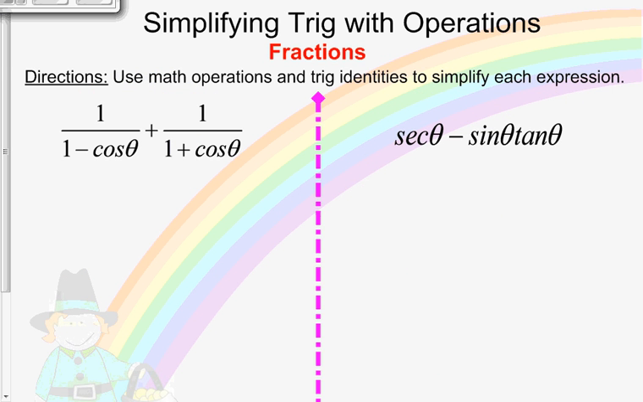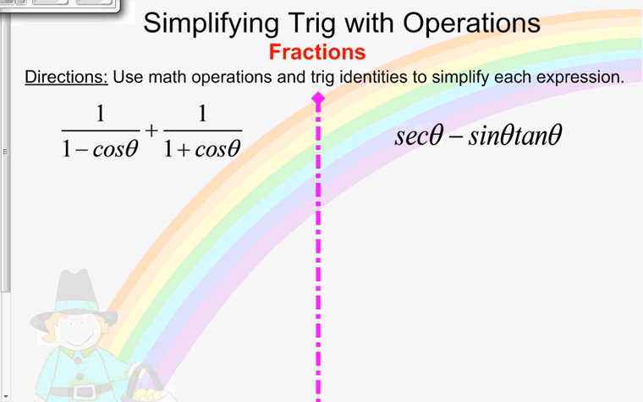Okay, so let's talk about what it's going to look like with fractions. Remember, when we're adding and subtracting fractions, they have to have the same base. So if we look at example 1 here, the bases look similar, but they're not exactly the same. We've got a 1 minus cosine and a 1 plus cosine. So in order to make the bases the same, we're going to multiply by what's on the bottom of the other one.